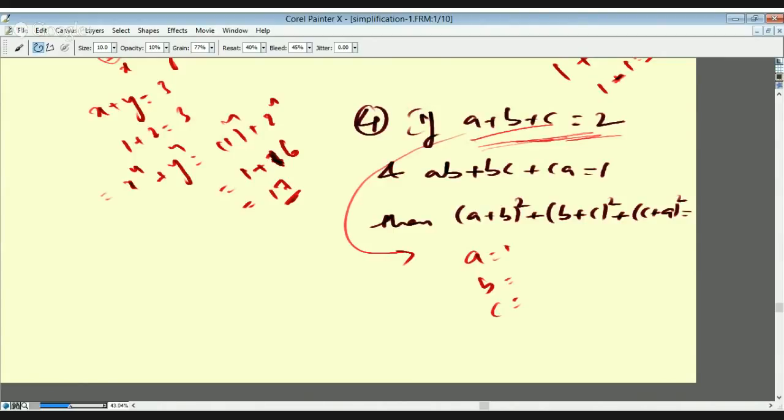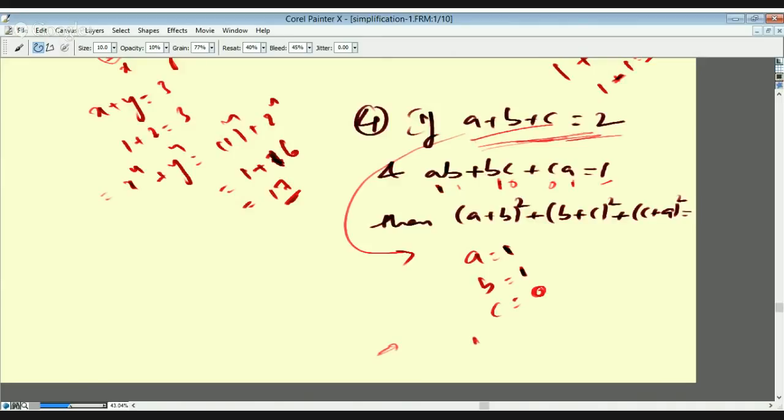So what I take here is a is equal to 1, b is equal to 1, c is equal to 0. Why am I taking c is equal to 0? See here, a plus b plus c, randomly I'm trying the values. 1 plus 1 plus 0 gives 2, and when you multiply 1 into 1 into 0, it is 0, so it is satisfying. So try to take these values and substitute in the problem.